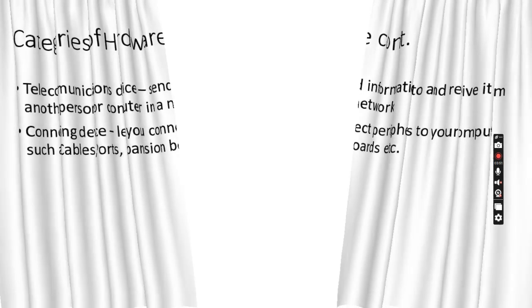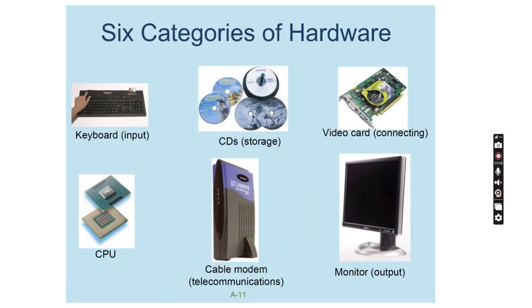And to end, I'm just going to show you a few examples. This is a bit of an old picture, but it just shows you the categories of hardware. We have the keyboard, which is an input device. We have the compact discs or CDs, which are storage devices. Maybe hard drives and memory sticks. We have the video card, which is a connecting device, or we can use cables. We have the CPU. We have the cable modem. We also have Wi-Fi routers. We have fax machines. Those are for telecommunications. And we have the monitor. The monitor most of us know, which is an output device.